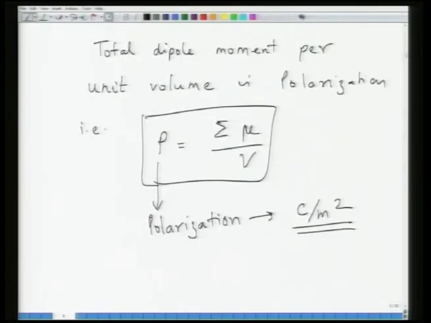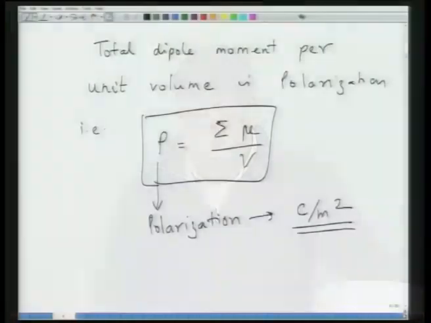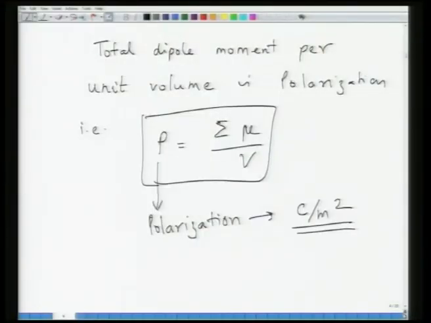As a result, the units are always in coulomb meter, and this dipole moment, when you sum it over a volume of the material, so total dipole moment per unit volume is what is called polarization. So this gives rise to a new quantity called polarization, whose units are charge per unit square meter. Now this unit itself raises enough curiosity about what polarization is.